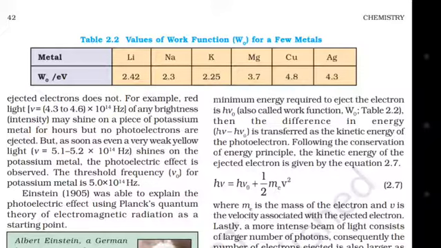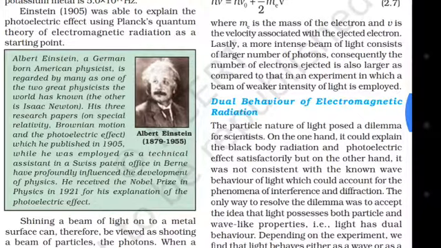Okay, Einstein in 1905 was able to explain the photoelectric effect using Planck's quantum theory of electromagnetic radiation as a starting point. Let's study about Albert Einstein. Albert Einstein, a German-born American physicist, is regarded by many as one of the two great physicists of the world. The other is Isaac Newton. His three research papers on special relativity, Brownian motion, and the photoelectric effect, which he published in 1905 while employed as a technical assistant in a Swiss patent office in Bern, have profoundly influenced the development of physics. He received the Nobel Prize in Physics in 1921 for his explanation of the photoelectric effect.